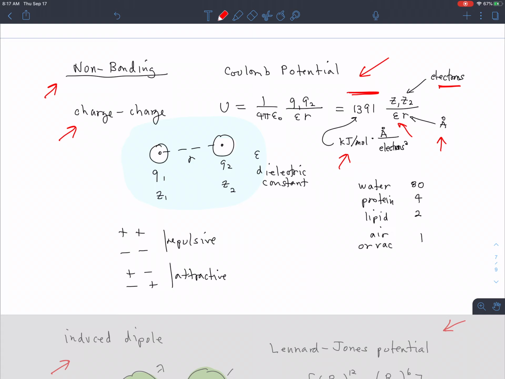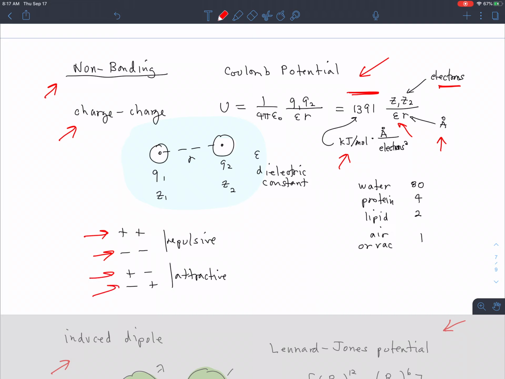There isn't too much to say. I think we practiced using this a little bit. I guess a few qualitative things. First of all, if both charges are plus or if both charges are minus, then the interaction is repulsive. The atoms will be forced apart by the charge-charge interaction.